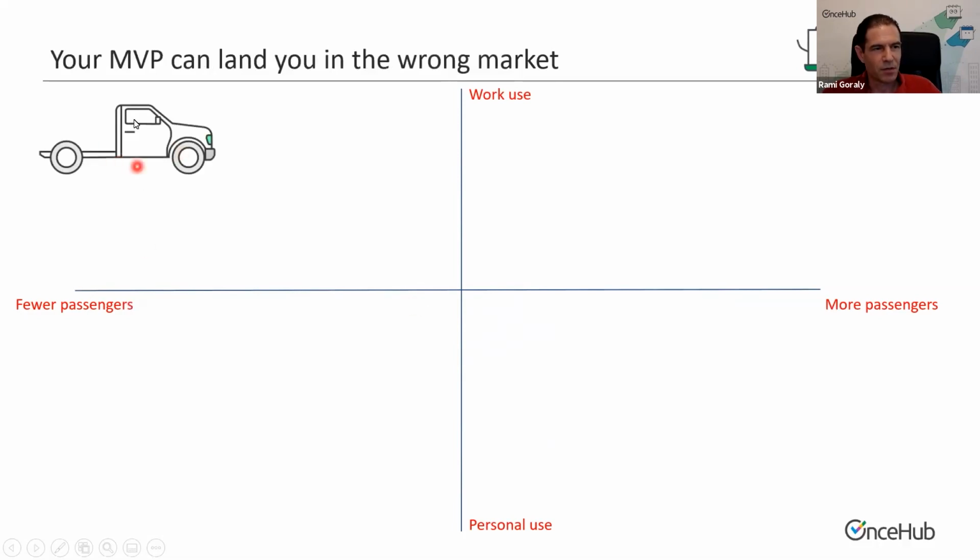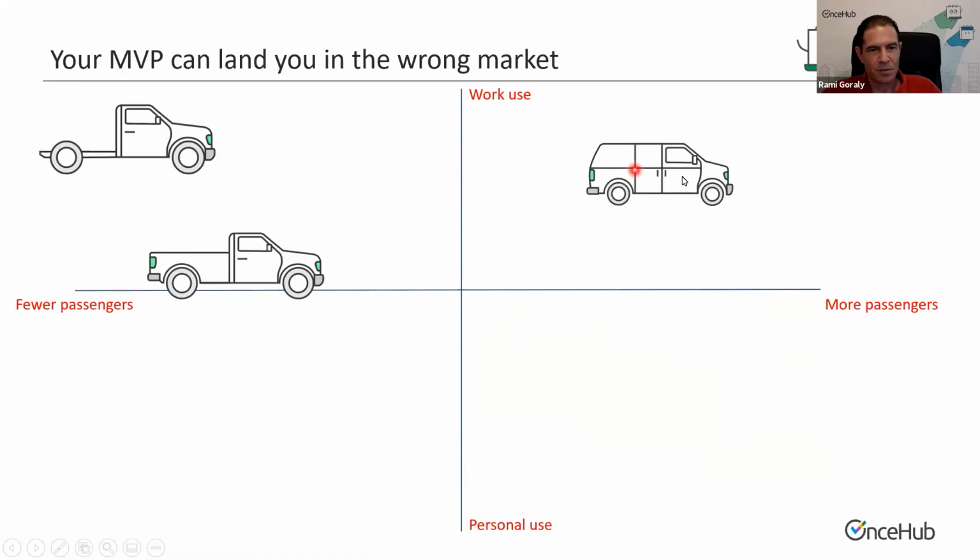So this is our first truck. It's fewer passengers and work, strictly work. You can't do anything else with it. And this one, yeah, maybe you can do some more personal stuff with it. And this one, you can drive more passengers in it. But what we wanted to do is get into the family minivan market. That's what we eventually wanted to build. But along the way, we introduced versions of the MVP that took us into the wrong market.